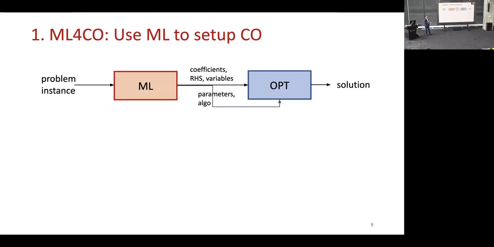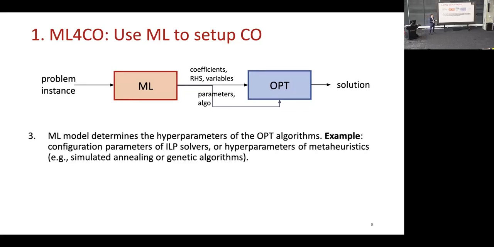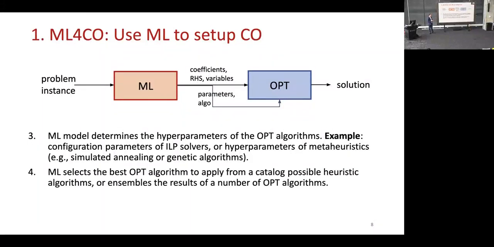Here's another approach for using ML to set up combinatorial optimization. In here, you can set up a problem, and you can also control the hyperparameters for your combinatorial optimization algorithm. I will show you an example on ILP solvers from my lab. You can also have a repertoire of combinatorial optimization techniques. Maybe you have some meta-heuristics or heuristics, and they don't dominate each other. For some instances, this algorithm works well. For some other instances, another algorithm works well. So they are not dominating.